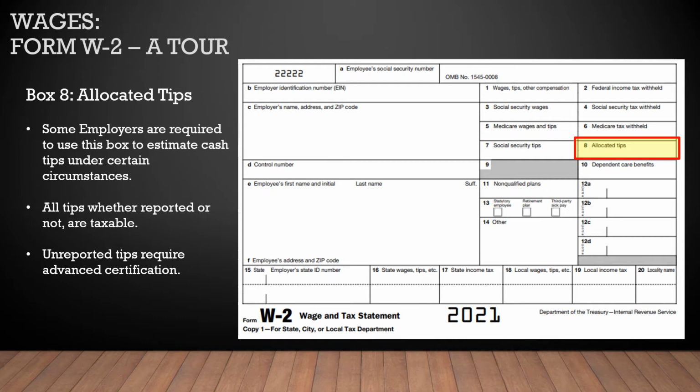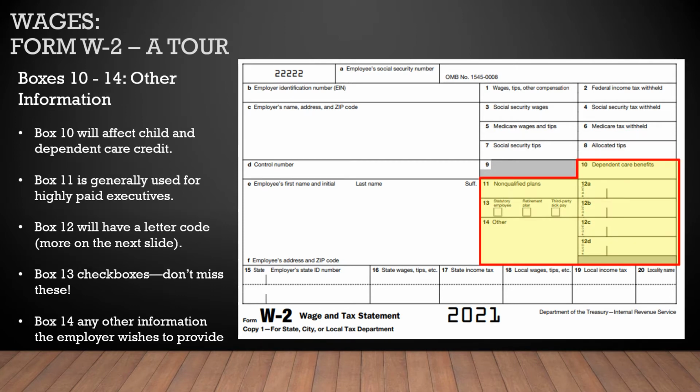Now, it's important to note that unreported tips require advanced certification. So if this taxpayer states that they have other tips that they need to report, we need to find a preparer and a quality reviewer with advanced certification. If that's not available on site, then we would need to refer that taxpayer to a different location or a paid preparer.